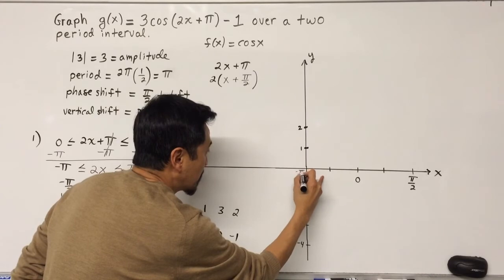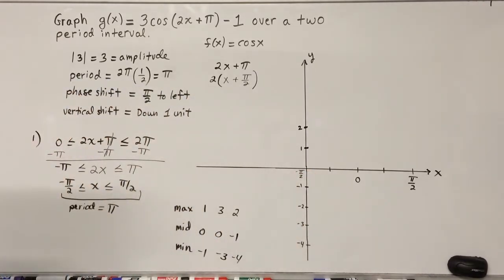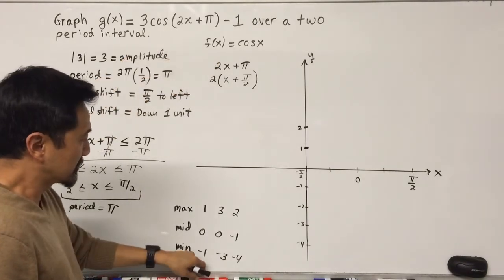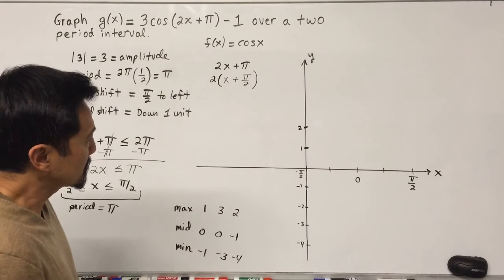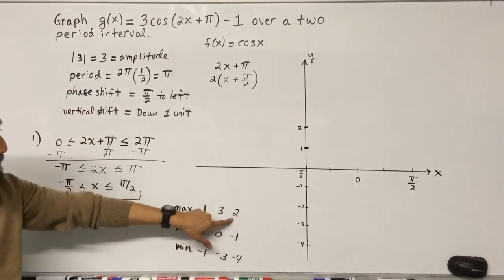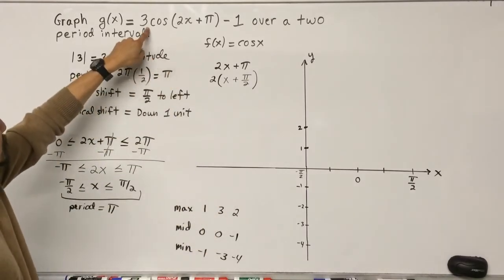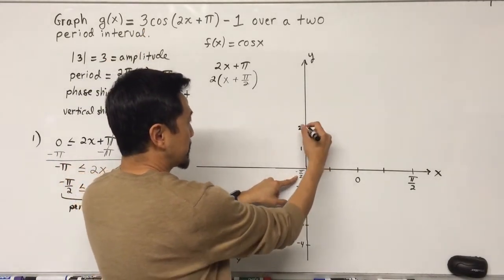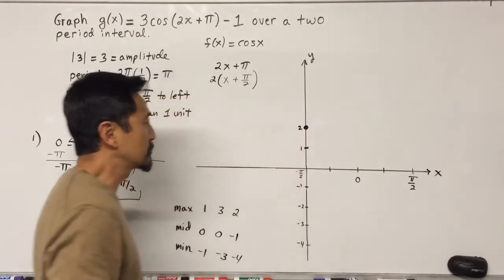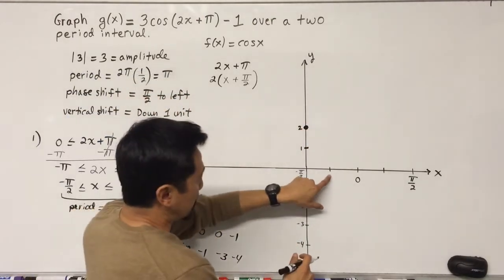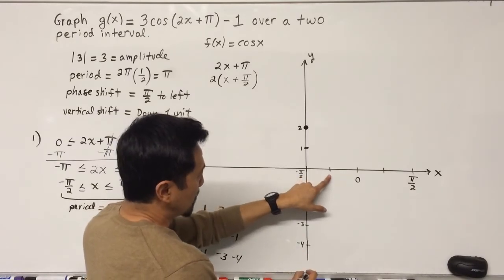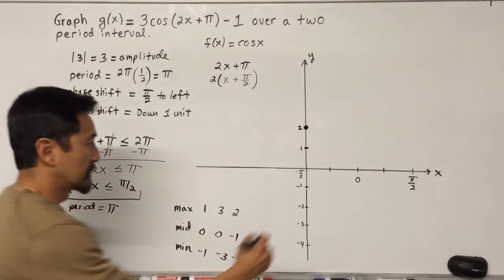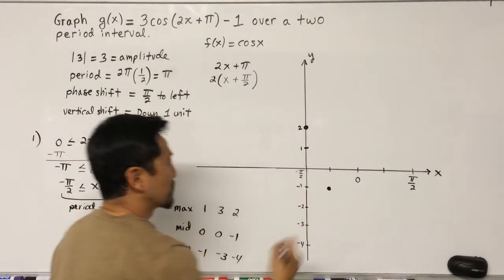This was the left endpoint of negative pi over 2. Now the cosine wave is going to start at its maximum. Notice that there was no reflection. So at negative pi over 2, I'm going to start at the maximum value, which is 2. And then at this next value, which is negative pi over 4, the cosine function is going to take on its middle value, which is here at negative 1.